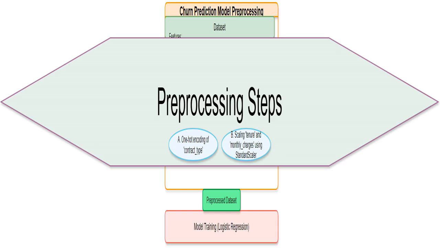I will use standard scaler to scale my numerical features, tenure and monthly_charges. Standard scaler transforms the data to have a mean of 0 and a standard deviation of 1. This helps algorithms like logistic regression perform better and converge faster.